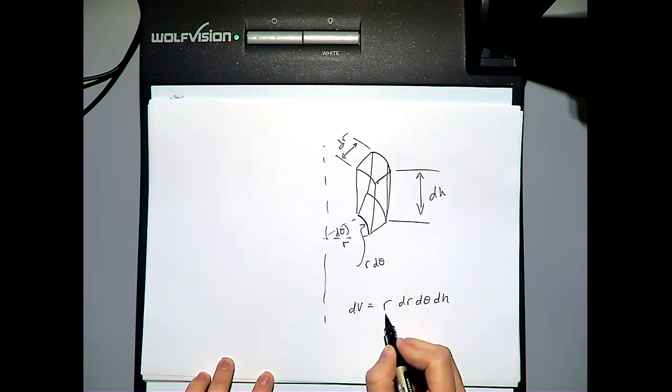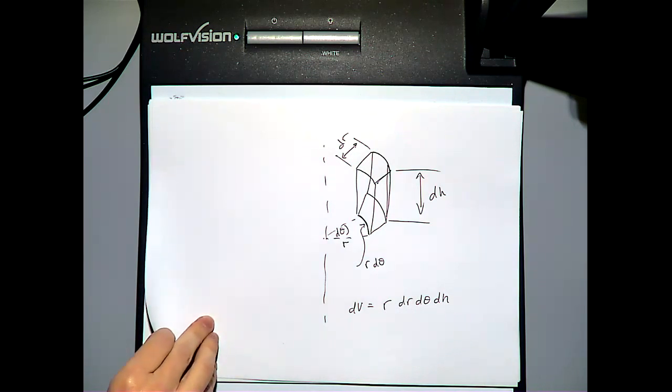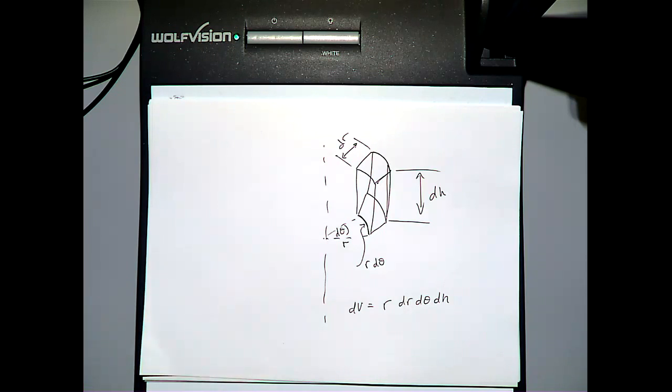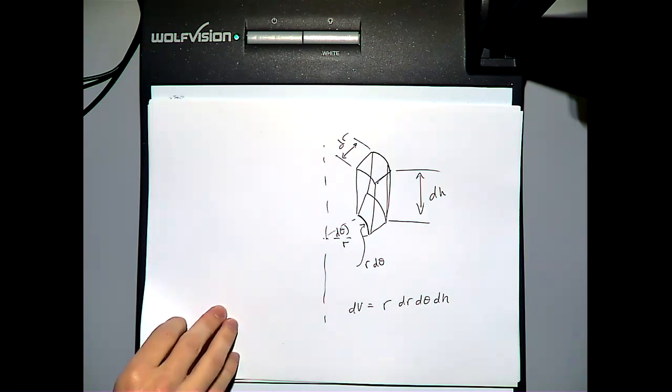Okay, so notice how the units are kind of meter cubed. Does it make sense, guys? So you can either think of it geometrically or more algebraically with this Jacobian matrix that I was mentioning.